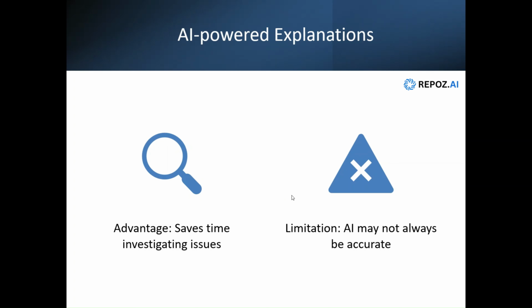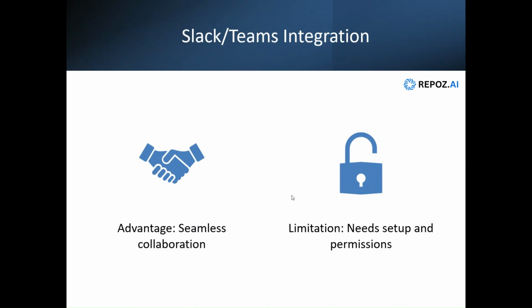A major strength of Tableau Pulse is its integration with collaboration platforms like Slack and Microsoft Teams. It brings insights directly to where teams already work, encouraging faster communication and action. On the downside, setting up access permissions or integrations may require some initial effort and coordination with IT.